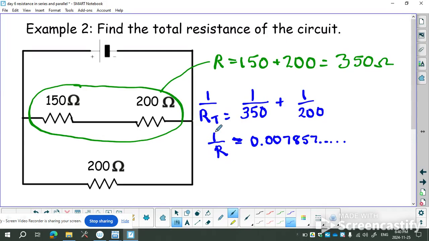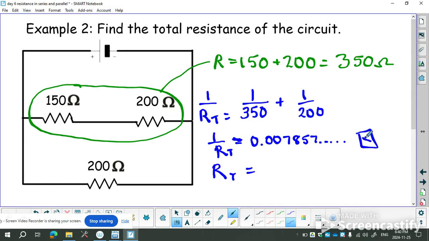But now I need to invert this side because I want it to be R. Basically, I want to flip it over because R divided by 1 would be R, which is what I want, the total resistance. That means I need to flip this side as well. If I invert this side, I have to invert this side. Now remember, we have a button for this.